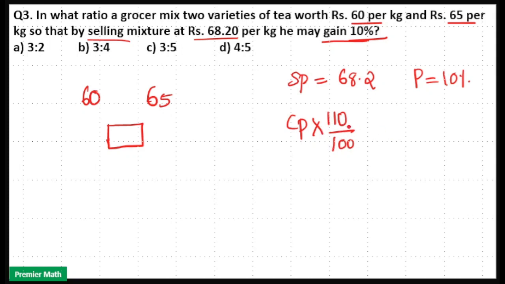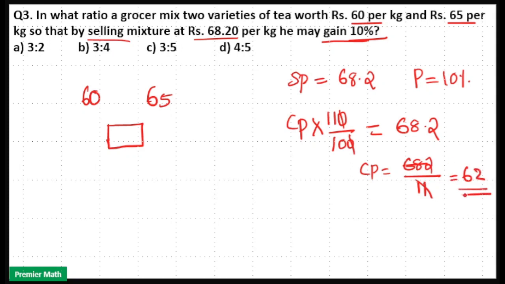So, cost price into profit is equal to selling price. Selling price is 68.2. So, when you calculate, 0 cancel, 68.2 into 10 is equal to 682. So, cost price is equal to 682 divided by 11. 11, 6 are 66. Then remaining 2, 22 by 11 is equal to 2. So, 62 is your cost price.